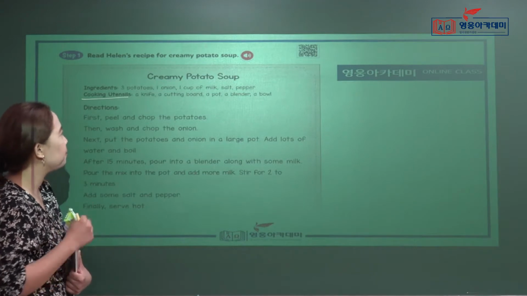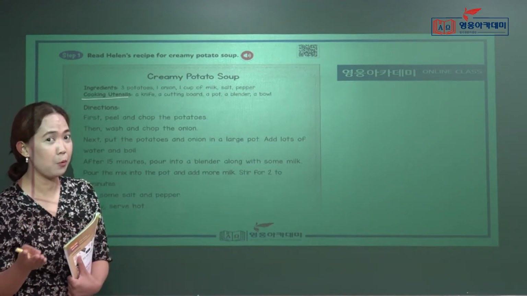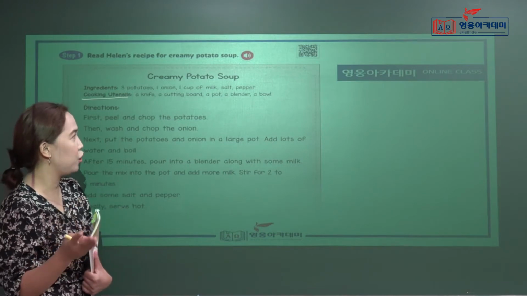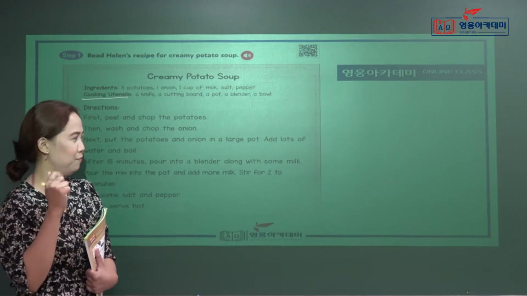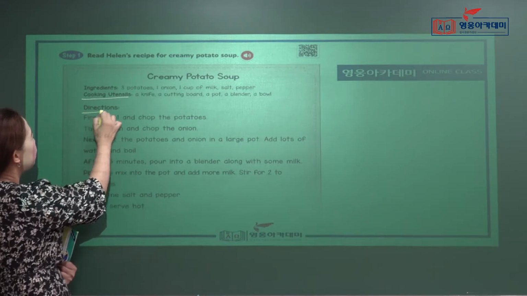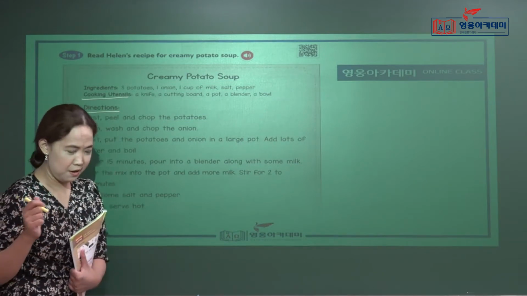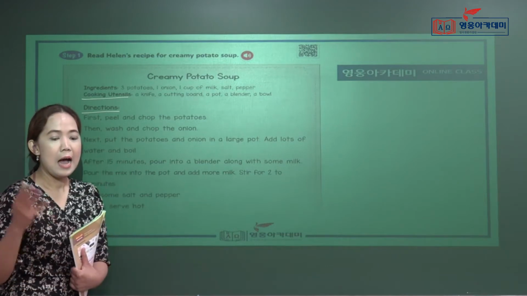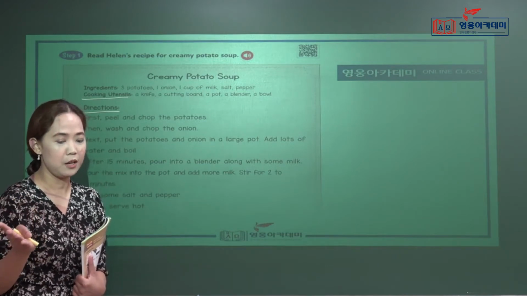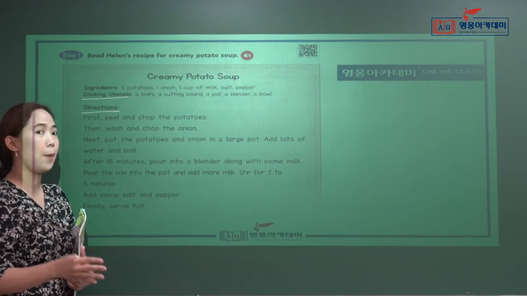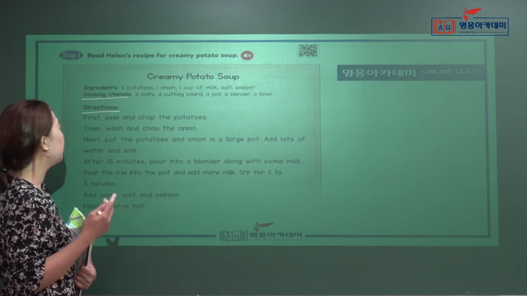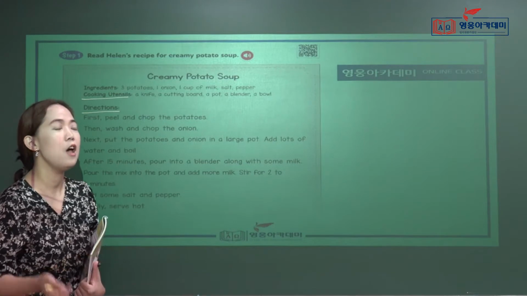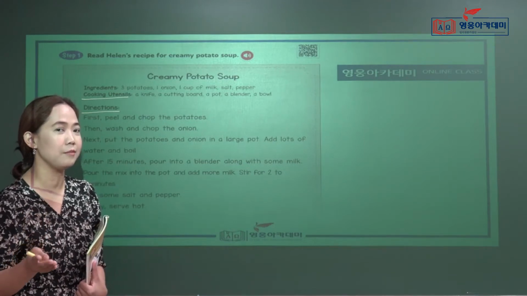A knife, a cutting board, a pot, a blender, and a bowl. Good. Right, let's go to the directions. Let's read number 1. First, peel and chop the potatoes. Again, peel and chop the potatoes. Then, wash and chop the onion. Again, wash and chop the onion.